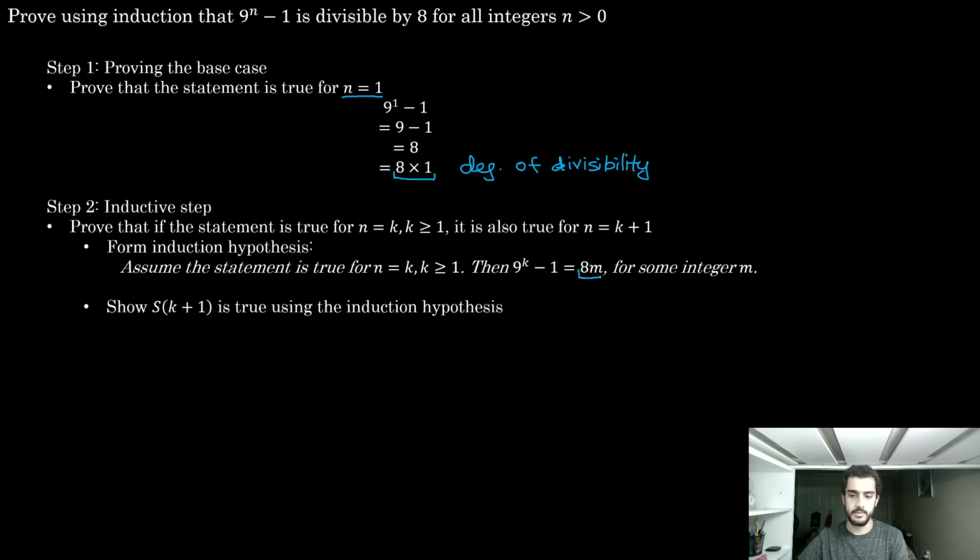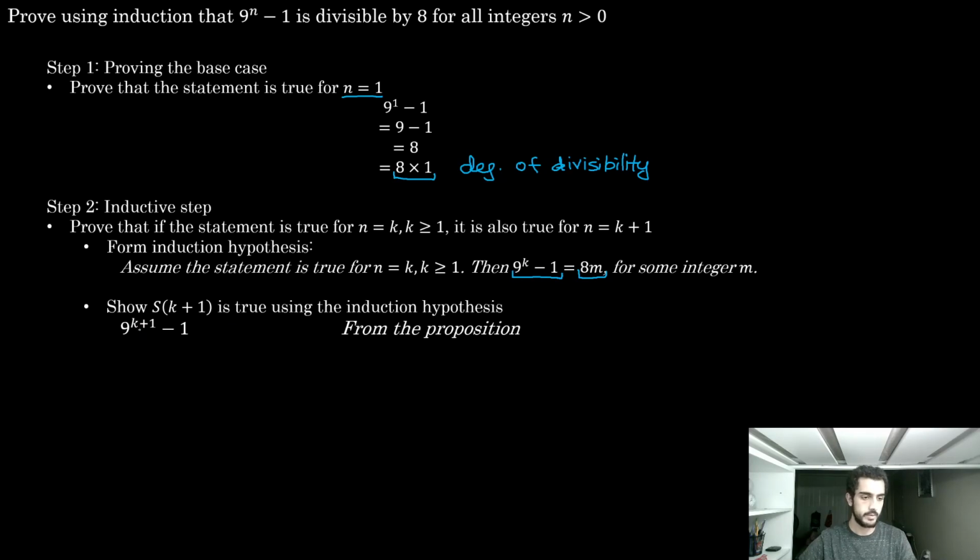So remember, this is the definition of divisibility. We have 8 times some integer m, and this means that 9 to the k minus 1 is divisible by 8. We're going to use this in our proof to show that the following value of n equals k plus 1 is also true. And in our proof, the induction hypothesis is going to be used. So to start off, we simply plug in k plus 1 into the statement, so we get 9 to the k plus 1 minus 1. But in order to use our induction hypothesis, we somehow need to get this expression, 9 to the k minus 1, into our expression that we're proving for n equals k plus 1.